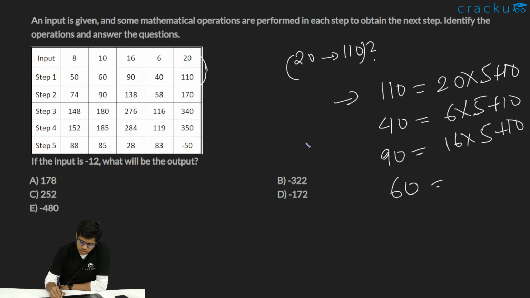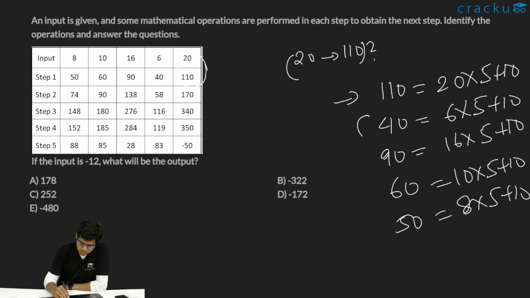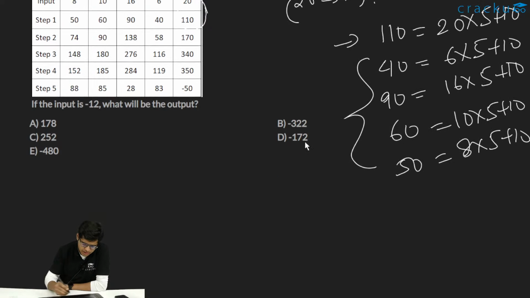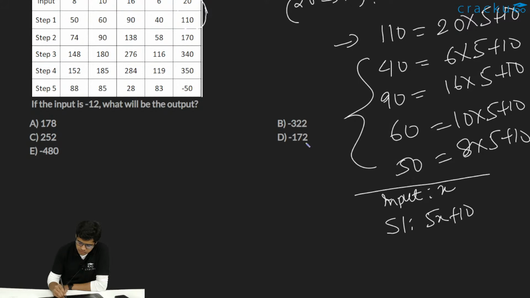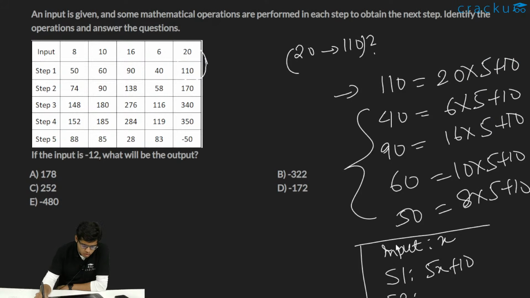60 equals 10 into 5 plus 10. 50 equals 8 into 5 plus 10. Right? So I can say in step 1, if the input is x, the output is 5x plus 10. Right? Let's now look at step 2.